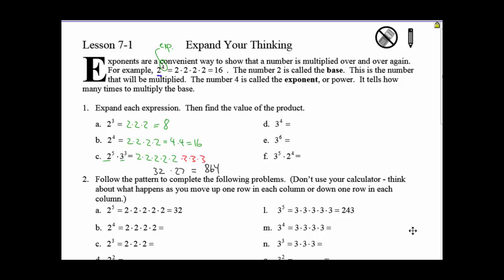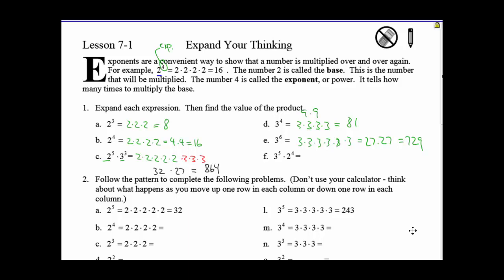D. If we go 3 to the 4th, now we're going to go 3 times 3 times 3 times 3. Best way to look at that is 3 times 3 is 9, and we have 2 nines. So 9 times 9 is 81. Okay. Now we have 3 to the 6th. 3 times 3 times 3 times 3 times 3 times 3. You can look at this as 27 times 3 times another 3 times another 3. You could go 27 times 27. Probably the best way. Anyway, you get 729.